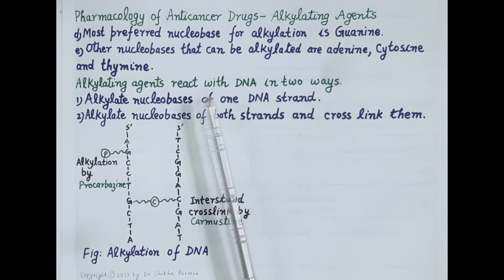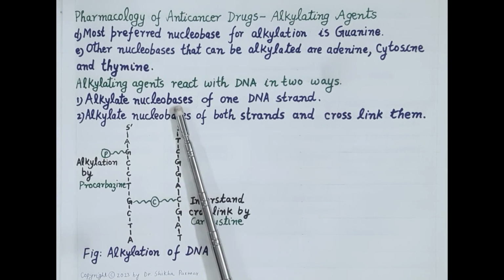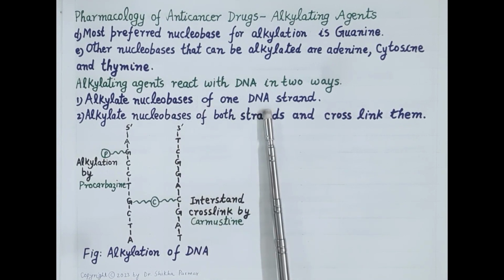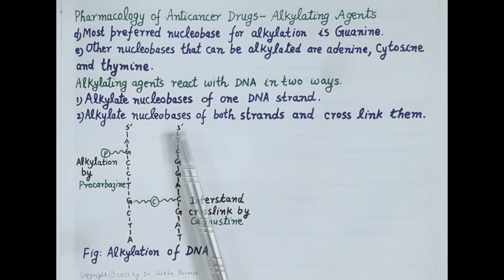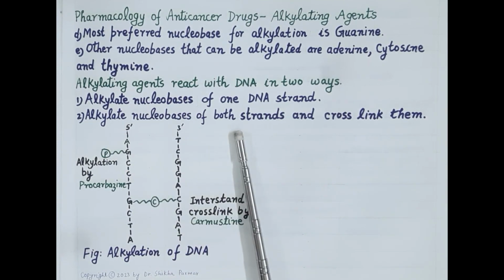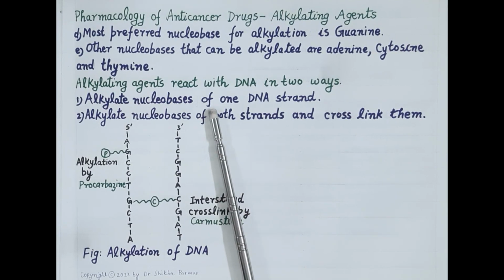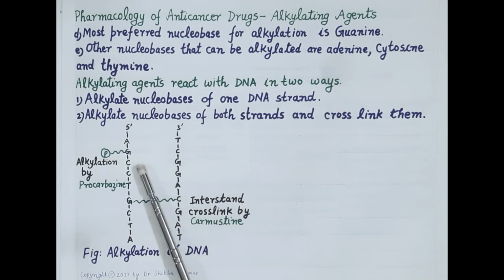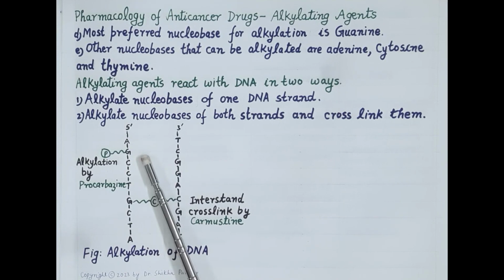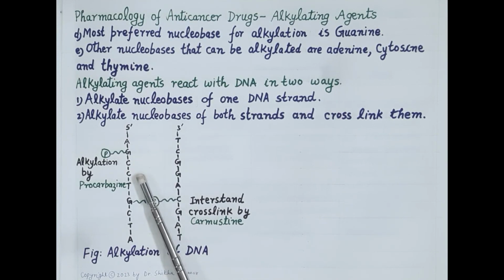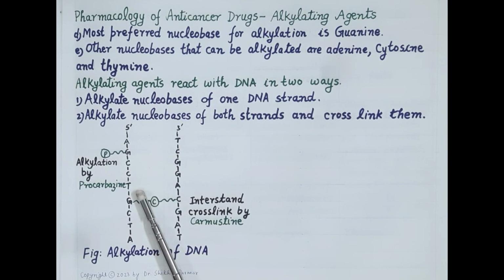Now, they react and alkylate nucleobases either on one single DNA strand, or they can alkylate nucleobases of both the DNA strands. Now, let's first understand how they alkylate nucleobases on one DNA strand. So look at this figure. These are the two strands of DNA. Now as you can see here, these are the bases. A for adenine, G stands for guanine, C stands for cytosine, and T stands for thymine.